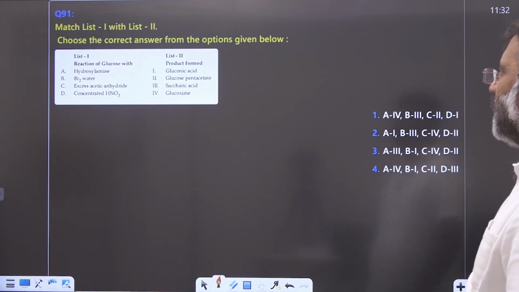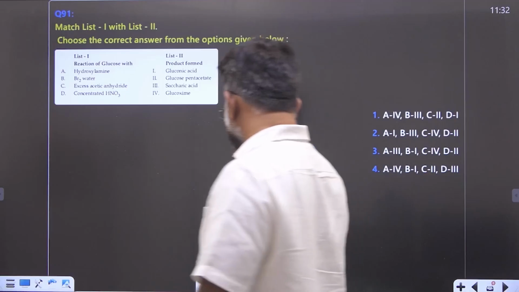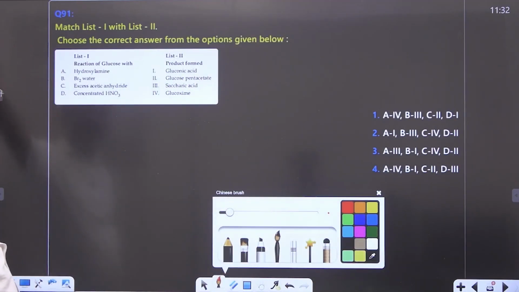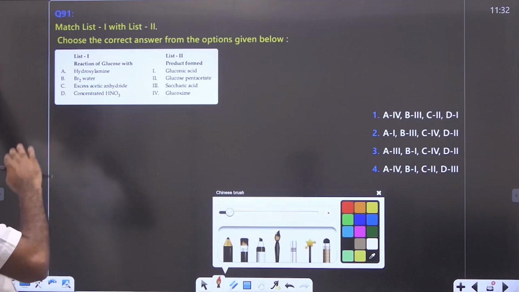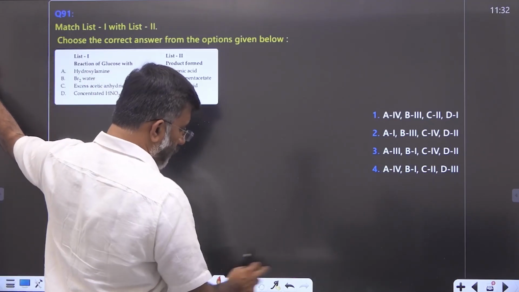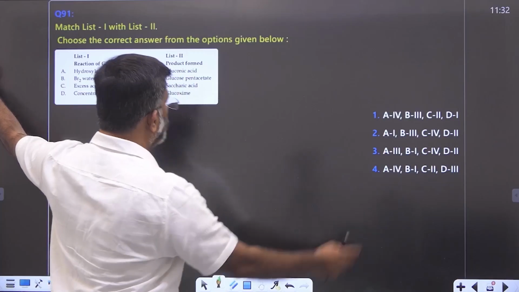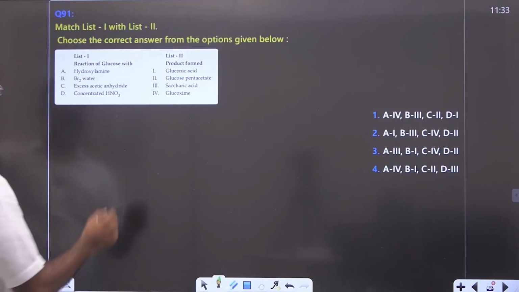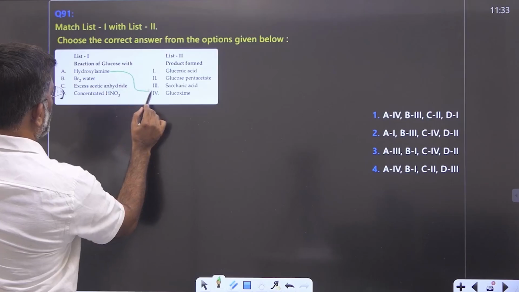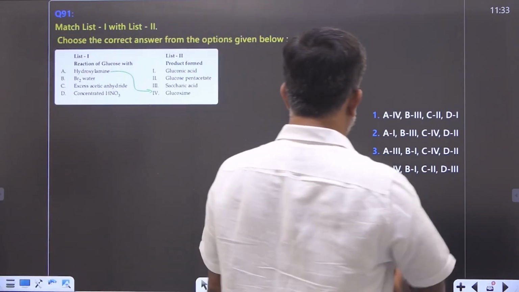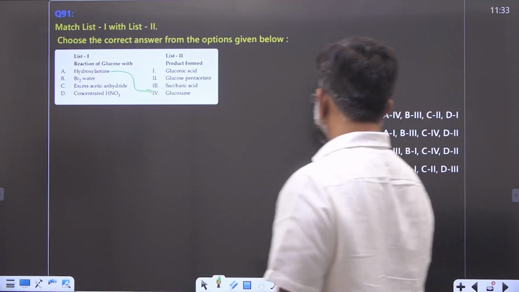You have a matching list. Reaction of glucose with the reagent and the product formed. So hydroxylamine, you get oxime. A matches with 4.